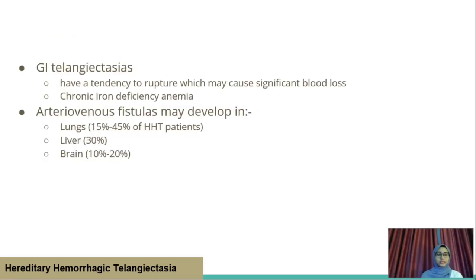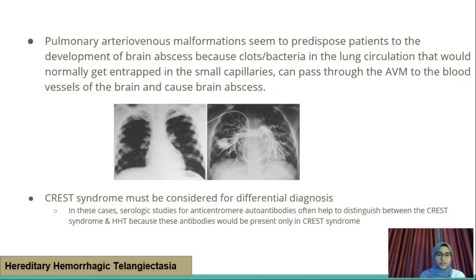Gastrointestinal telangiectasias can also be seen. They have a tendency to rupture, which may cause significant blood loss, and chronic iron deficiency anemia may develop. Arteriovenous fistulas may develop mostly in the lungs, liver, and brain. Pulmonary arteriovenous malformations seen in this picture can predispose patients to the development of brain abscesses because clots or bacteria in the lung circulation that would normally get entrapped in the small capillaries can pass through the arteriovenous malformation to the blood vessels of the brain and cause brain abscess.